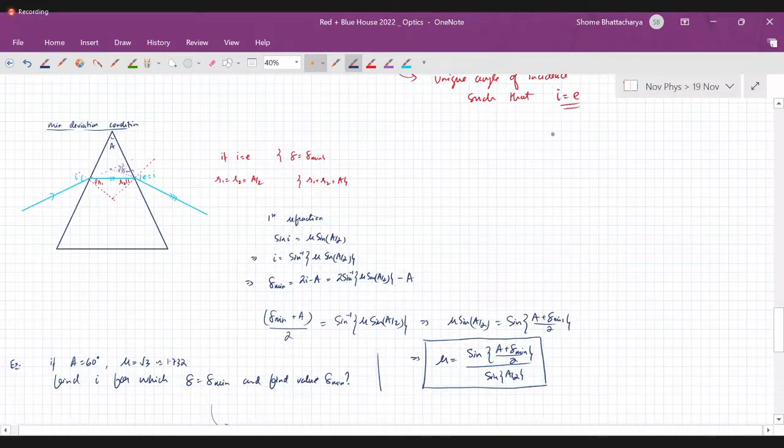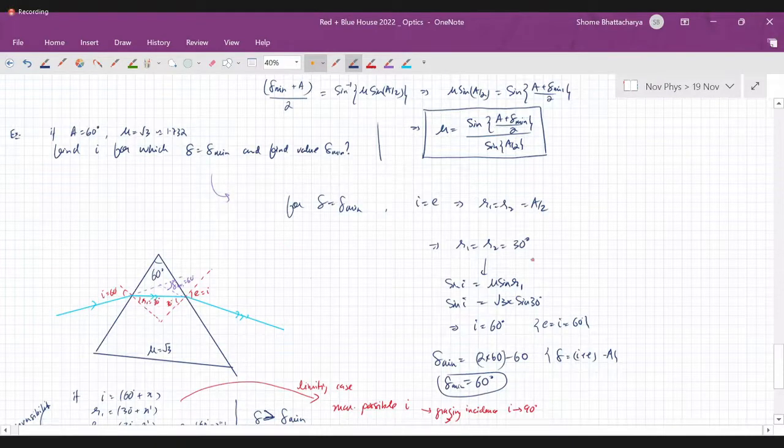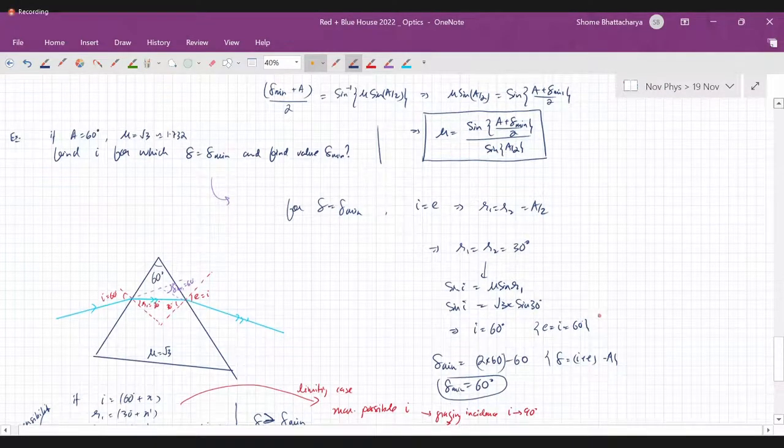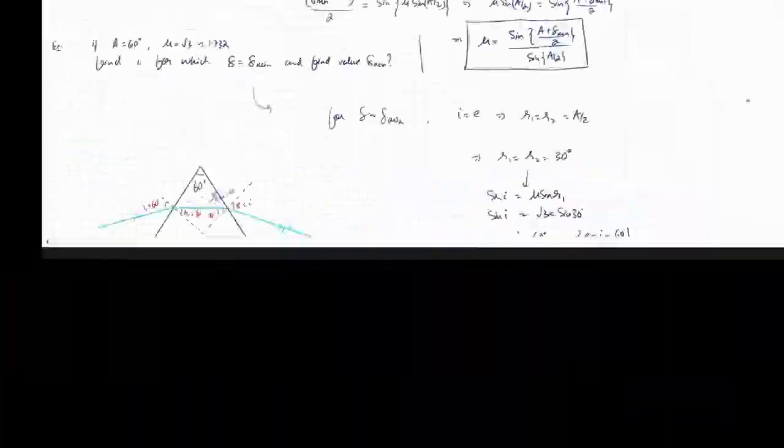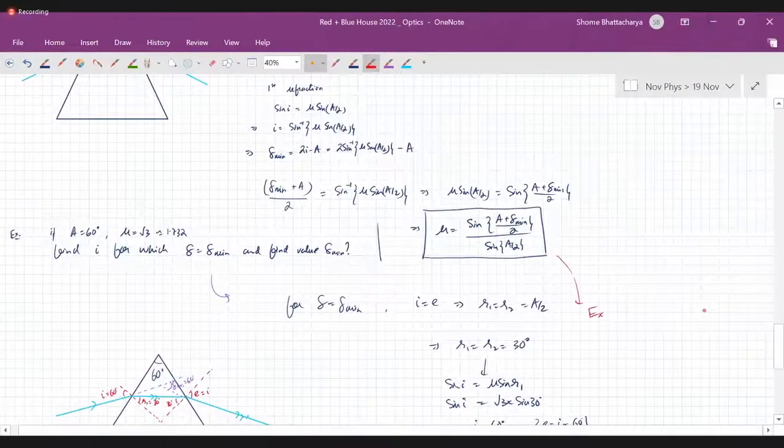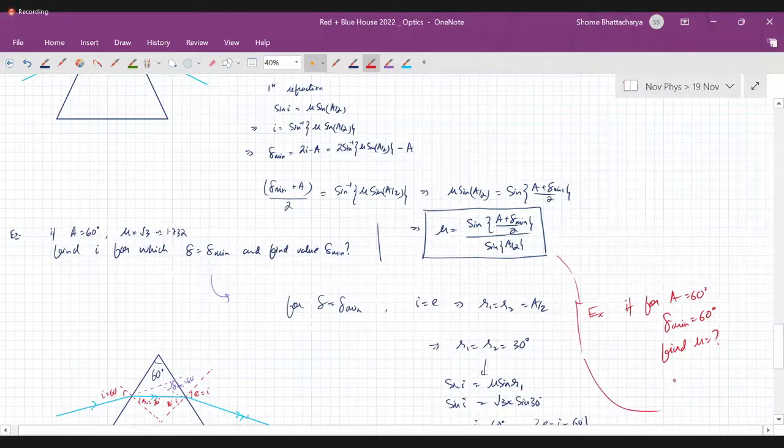Okay, so as an example of this one's application, you can see that suppose we were to apply this here, the question would be like this: that if for an angle of prism equal to 60 degrees, the minimum deviation is also equal to 60 degrees, then find the refractive index of that particular prism. So you just have to apply this formula. In this case, you get it as sine 60 divided by sine 30. So that would be root 3.